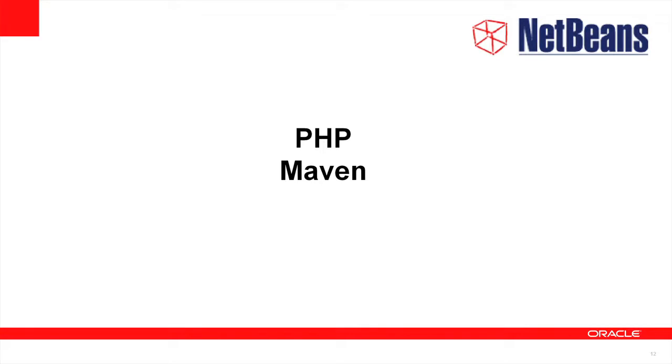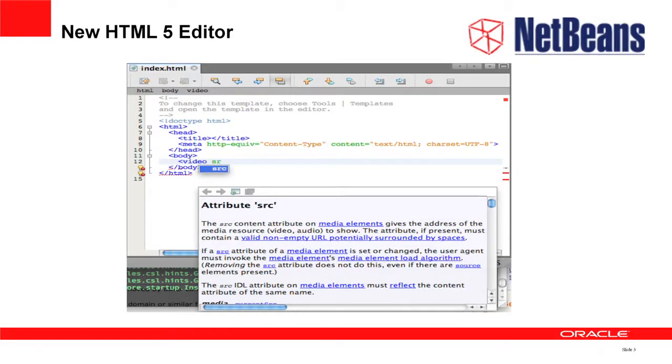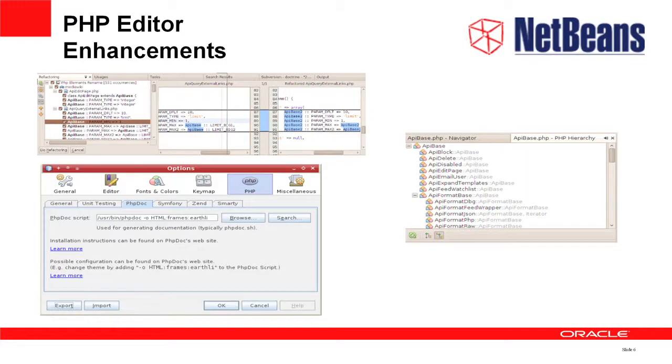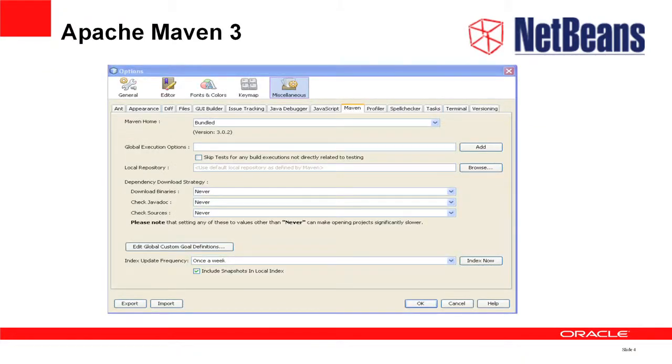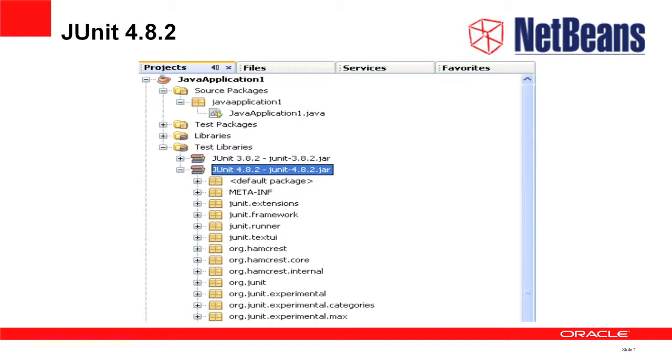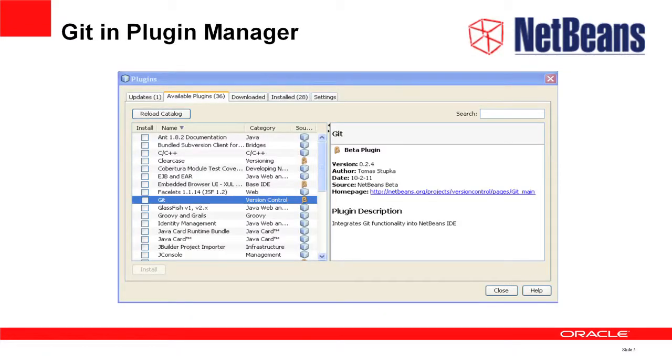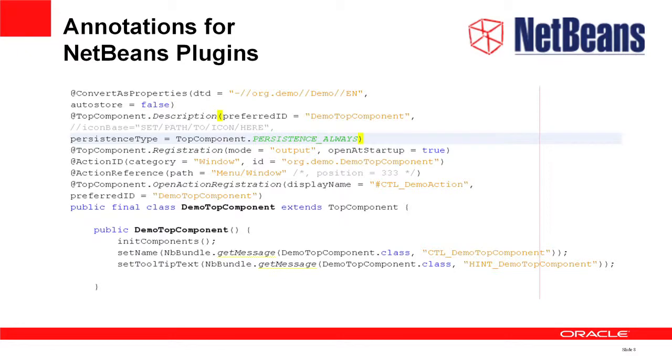Many other significant enhancements have been introduced into NetBeans IDE 7. You can now edit HTML5 syntax, use the better and faster PHP editor, use the latest Maven and JUnit versions, install a new Git versioning plugin, and make use of new annotations for simplifying the registration of actions and windows when creating plugins for NetBeans IDE or any other NetBeans platform application.